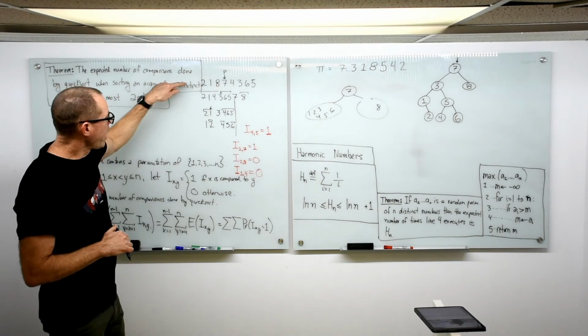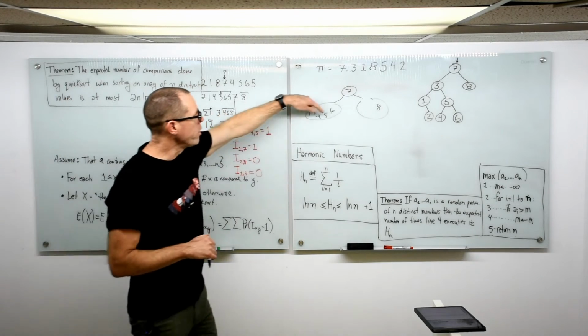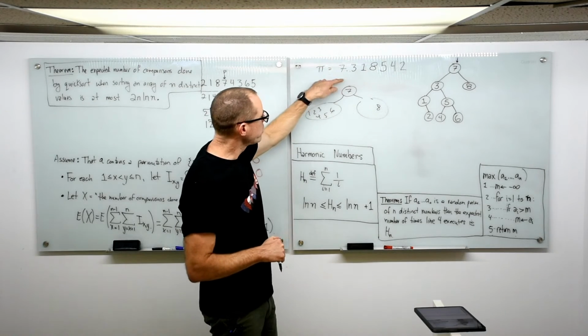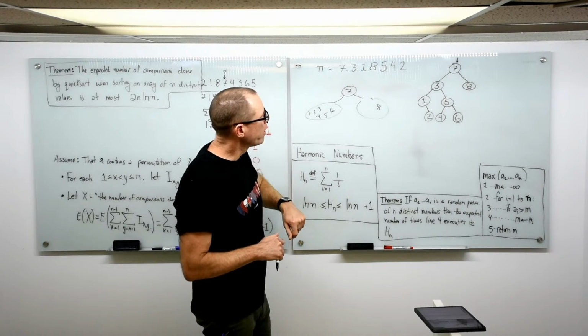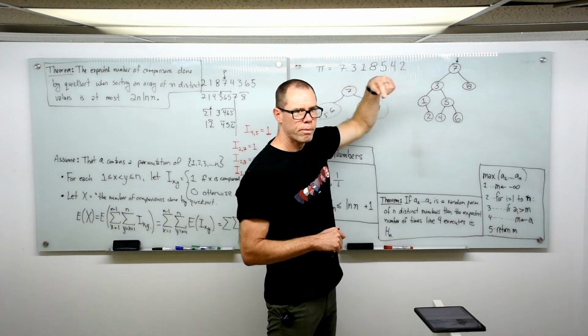So Quicksort had 8 things to choose from, and it chose one and compared everything to it. The random binary search tree had 8 things to choose from. It chose one, and eventually it will compare everything to that thing that it chose. Okay.